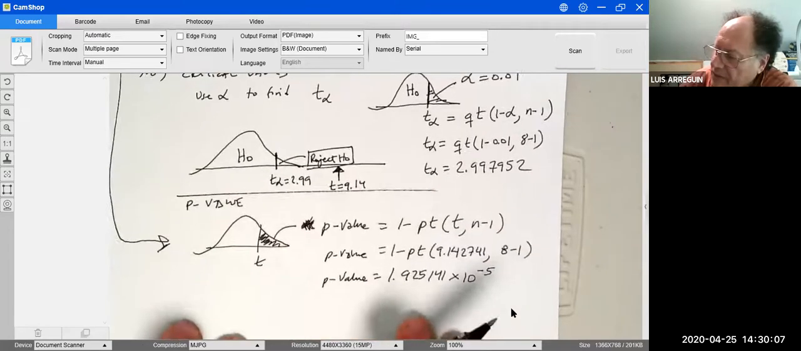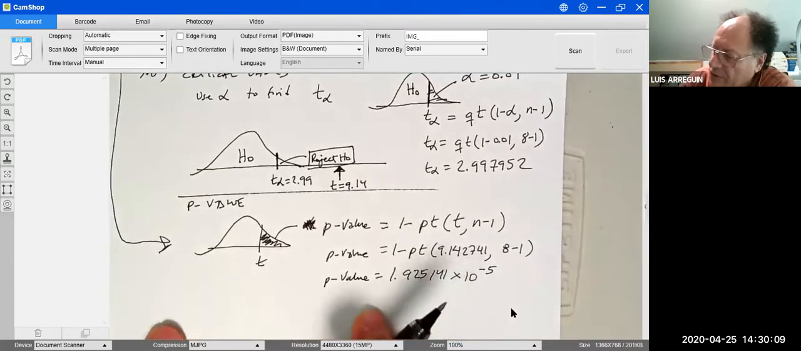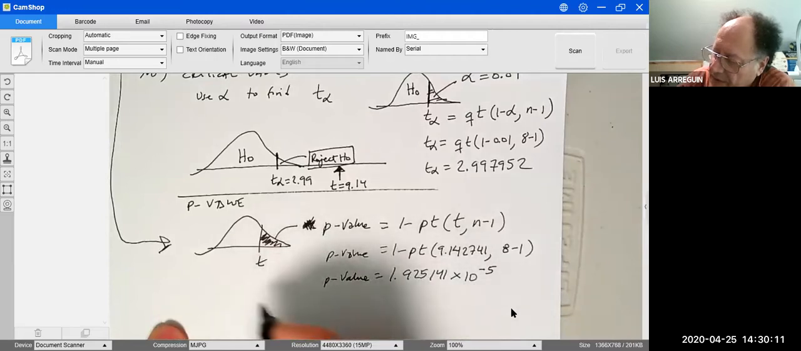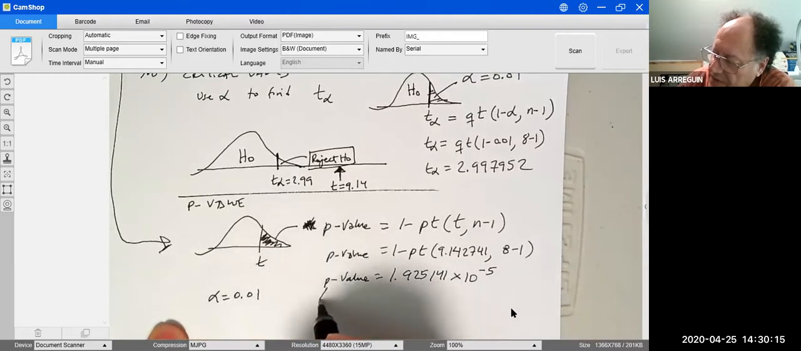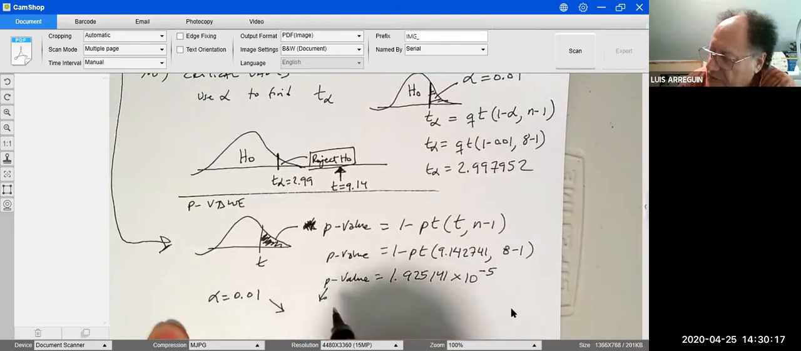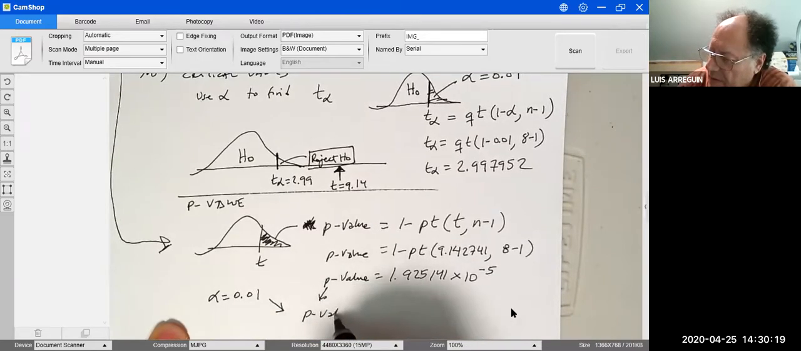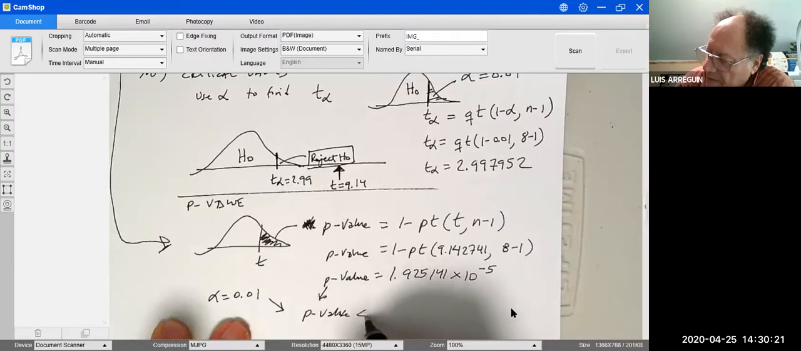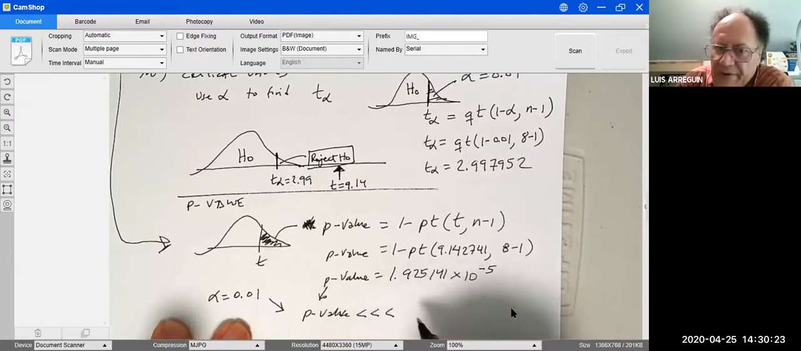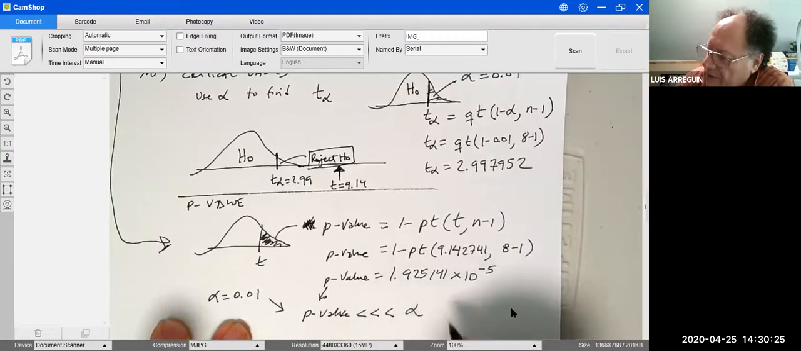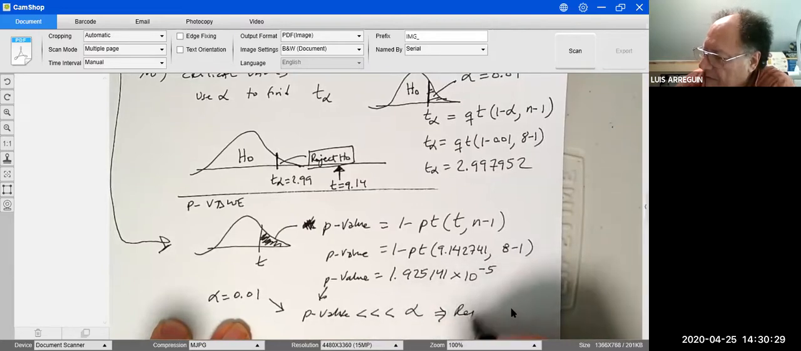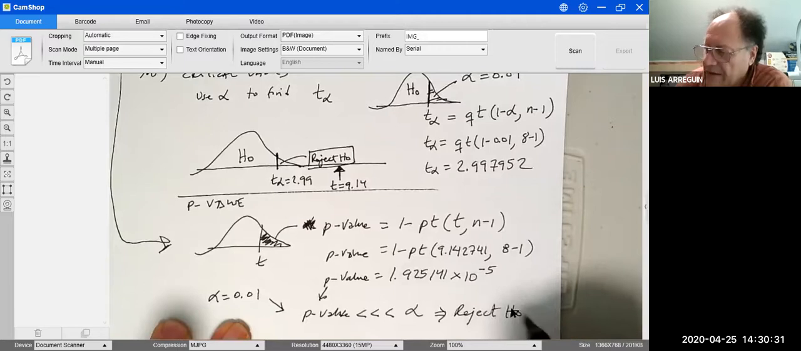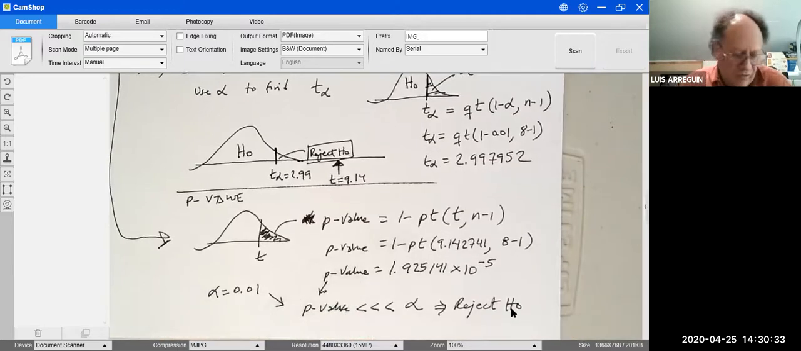Using the p-value method is going to be the same thing. You need to compare your p-value with alpha. So alpha is 0.01. So using this information and this information, you can see that your p-value is very, very, very small compared to alpha. So the conclusion is, when p-value is less than alpha, you reject the null. See, in both methods, you're going to get always the same conclusion.